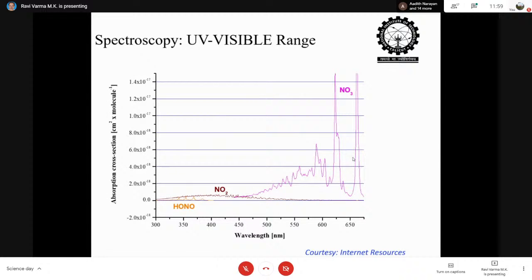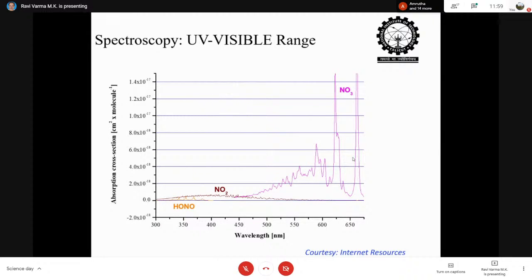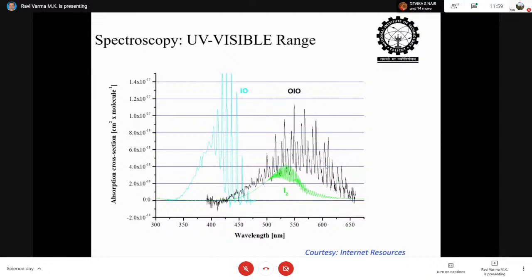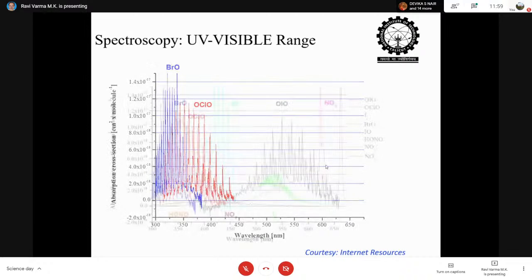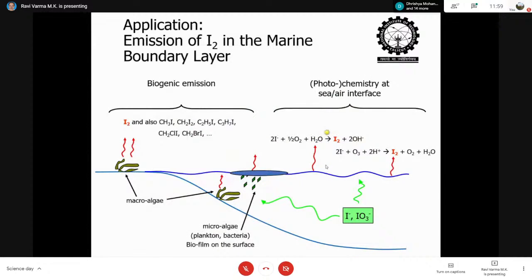Not only infrared, we are also using the visible, and we can have a lot of spectra. Different molecules have different absorption spectra, for example nitrogen dioxide, which is brown. If we know the absorption spectrum of the molecule, we can actually measure it and study it. We can study the reaction and the contribution.